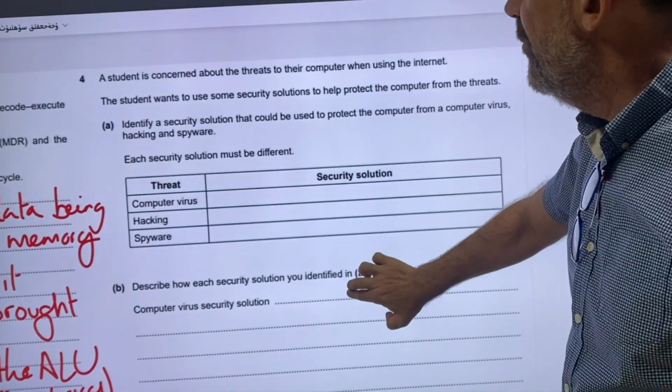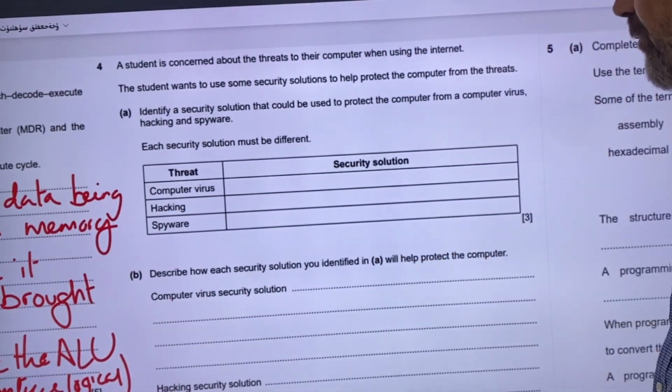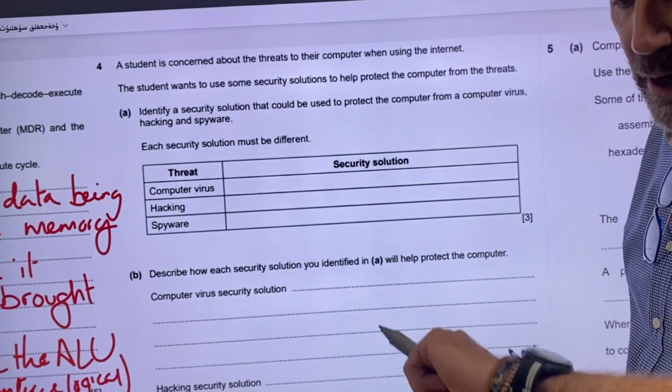Okay. Question 4. And then I might change my shirt because I'm running out of time.